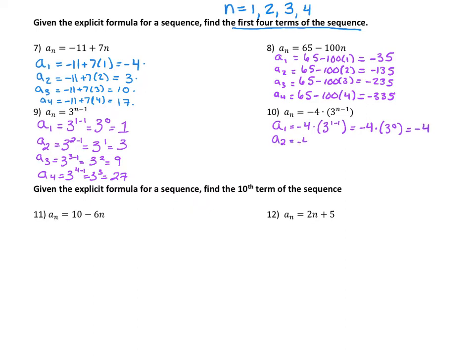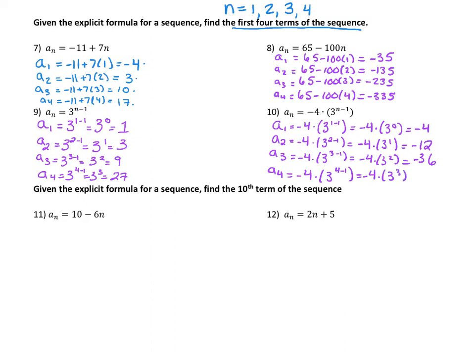A2. Negative 4 times 3 to the 2 minus 1. Negative 4 times 3 to the 1st is negative 12. Negative 4 times 3 to the 3 minus 1 equals negative 4 times 3 squared, which would be negative 36. Negative 4 times 3 to the 4 minus 1 equals negative 4 times 3 to the 3rd, which would be negative 108.